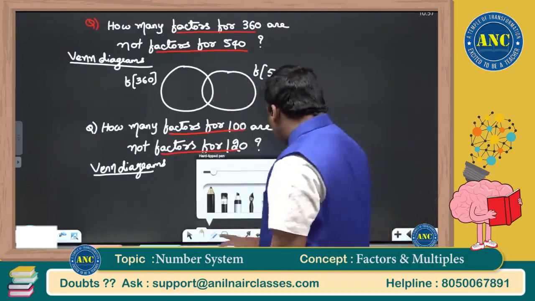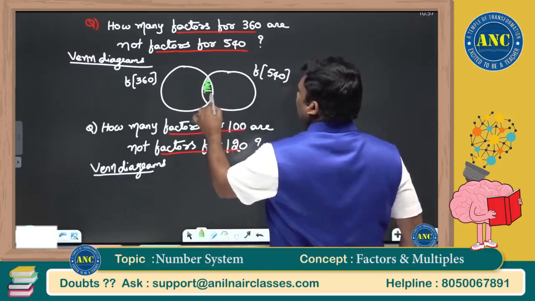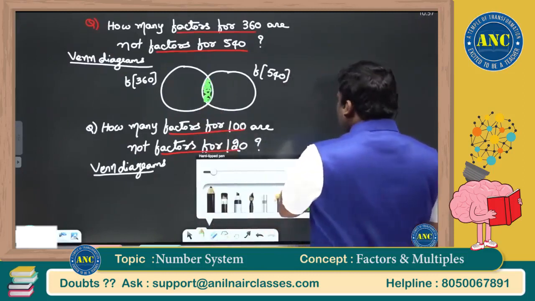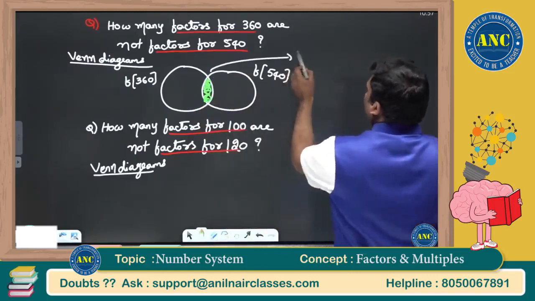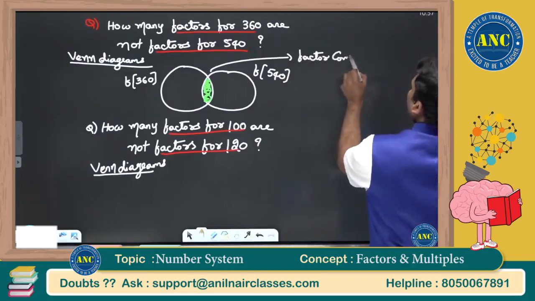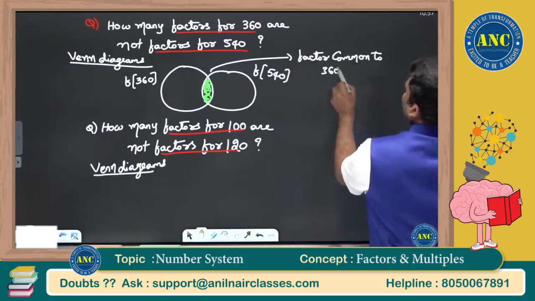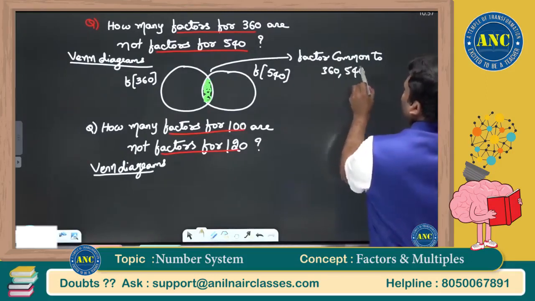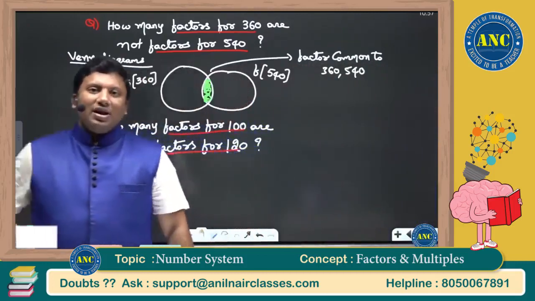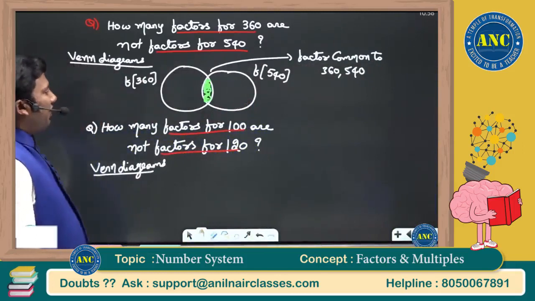What is this shaded region? These are the factors common to 360 and 540. I hope it is clear. Factors common to 360 and 540. One circle represents the factors for 360. The next circle represents the factors for 540.